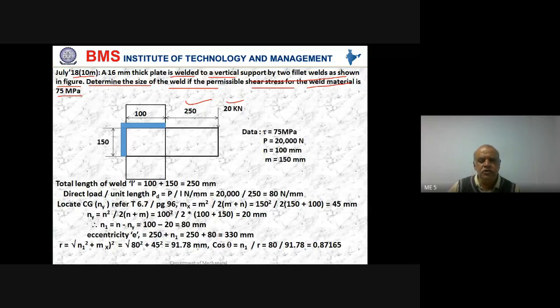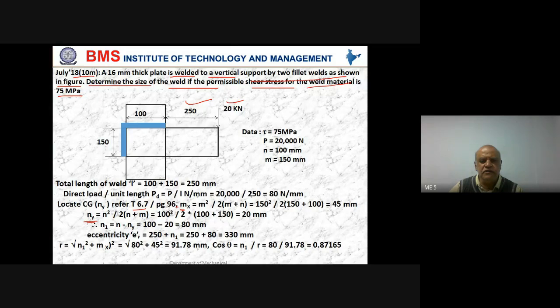So choose appropriate equations and be careful. Table 6.7 in page number 96. Location of CG. So you have to find out MX. And then you have to find out NY both.